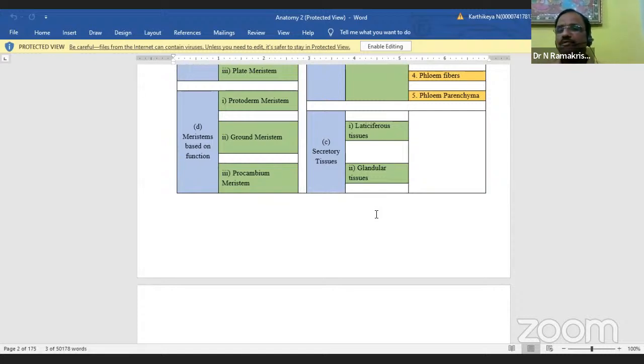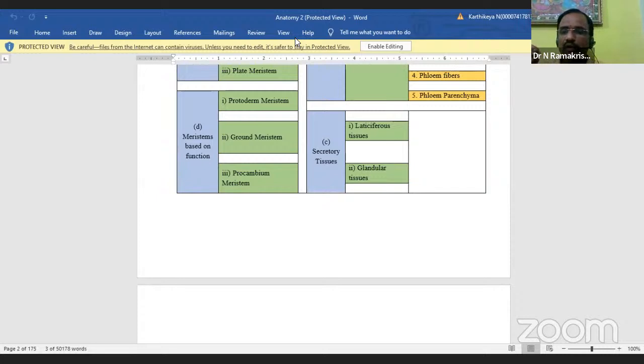One more important structure is hydathodes. Hydathodes are also called water stomata. They are the water pores through which droplets of water are extruded from the leaf margins or tips. This phenomenon is called guttation.